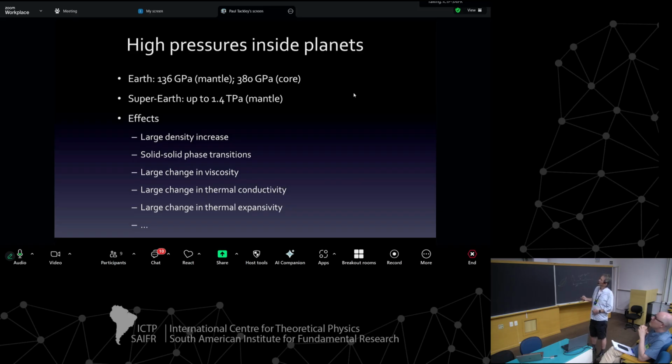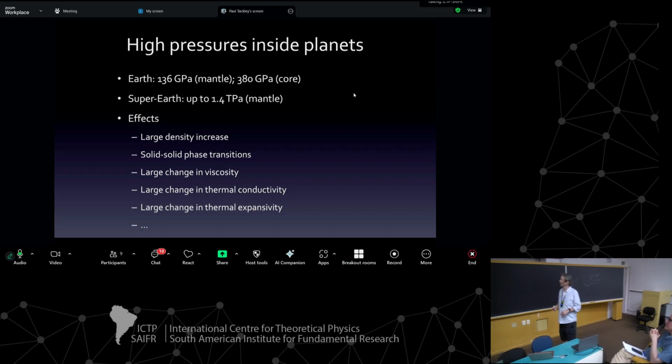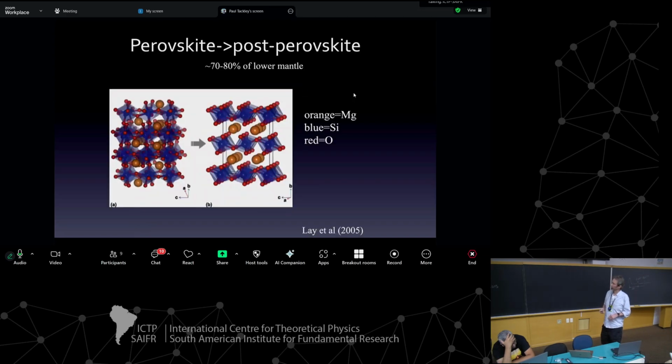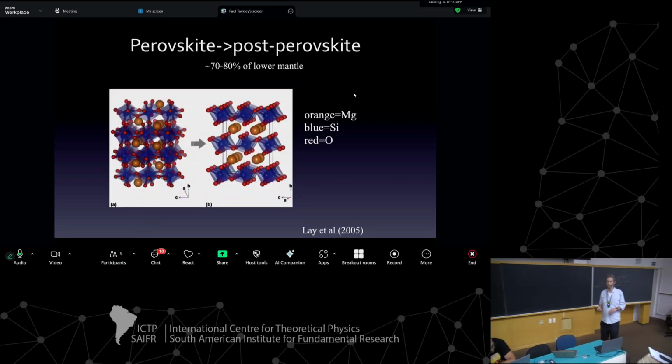And so these are the pressures in Earth's interior. For the largest super-Earths, in the mantle, generally you multiply by the relative mass of the planet. So a super-Earth will go up to about 1.4 terapascals in its mantle. And the effects of this are that you might get additional phase transitions, so-called post-perovskite, and so on. There'd be a large influence on viscosity, a probable large increase in thermal conductivity, decrease in thermal expansivity, and so on. So this has led some people to think that the deep interiors of these large planets might be sort of stagnant.